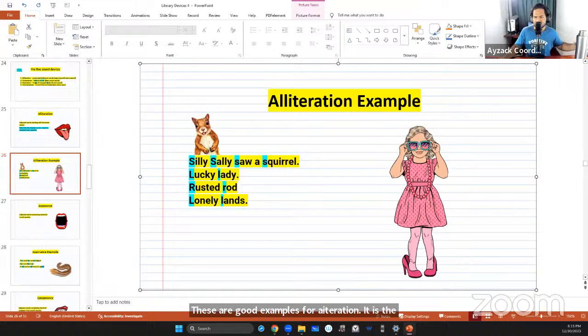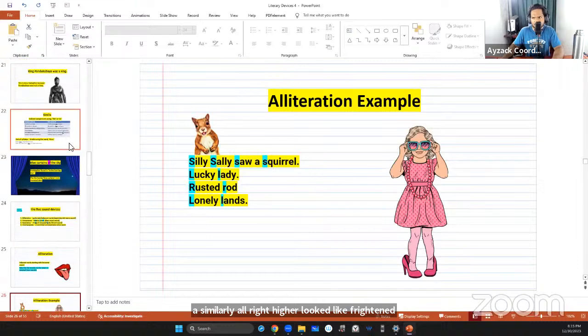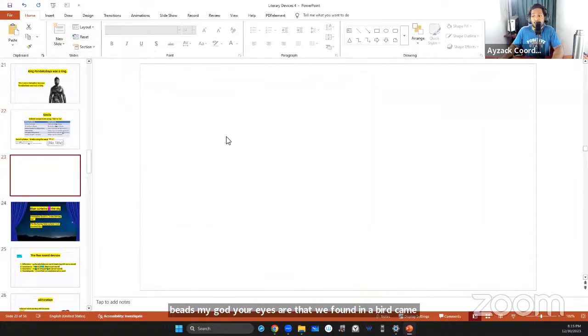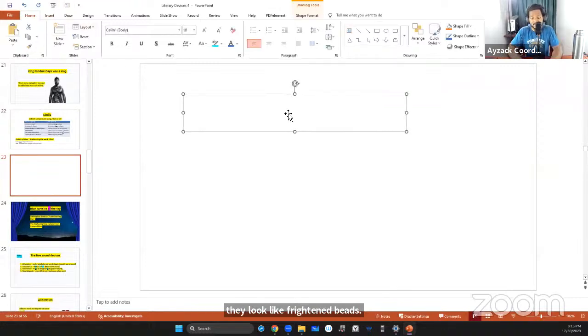Brave like a lion, Zainab, that is a simile indeed. White as snow is a simile. You're right. Haya, "looked like frightened beads." You're right, Zahir. That we found in A Bird Came Down the Walk. Absolutely. I love it. I'll add it here. "They look like frightened beads, I thought." Well done. That is a good example of a simile, right?